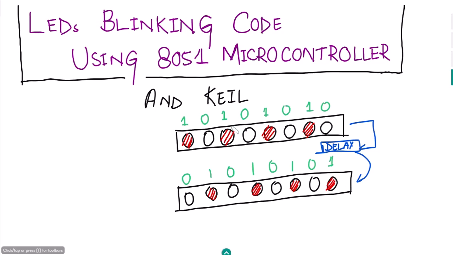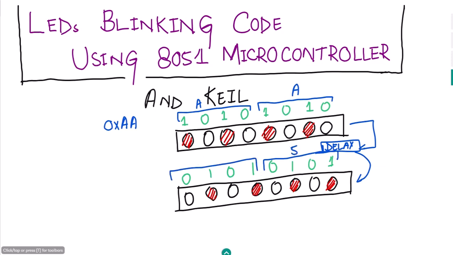If I represent these numbers, this is 10101010 in binary, so in hexadecimal, this is A, and this one is A as well. So in hexadecimal, this is 0xAA, or AAH. Similarly, for the other pattern, this is 5 and this is 5, so it would be 55H.